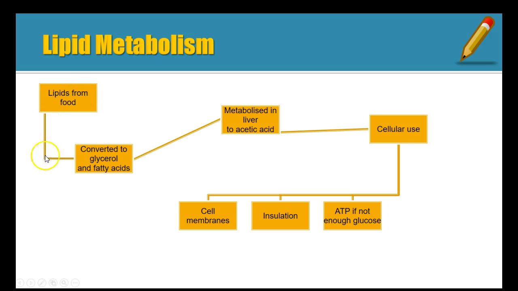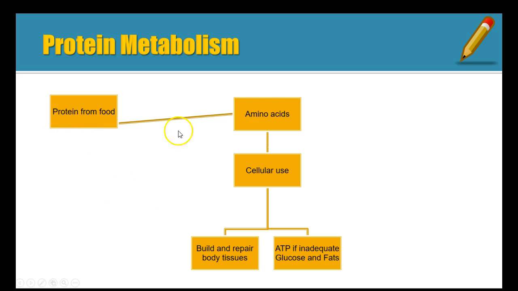So lipids are digested into glycerol and fatty acids and then metabolized in the liver to form what's called acetic acid, and that can then be used for cells. That can either be for cell membranes, for insulation, or ATP if there's not enough glucose available. Proteins are broken down into amino acids and are then used in the cells either to build and repair body tissue or as an alternative source of energy if there's not enough glucose or lipids available in the body for an energy source.